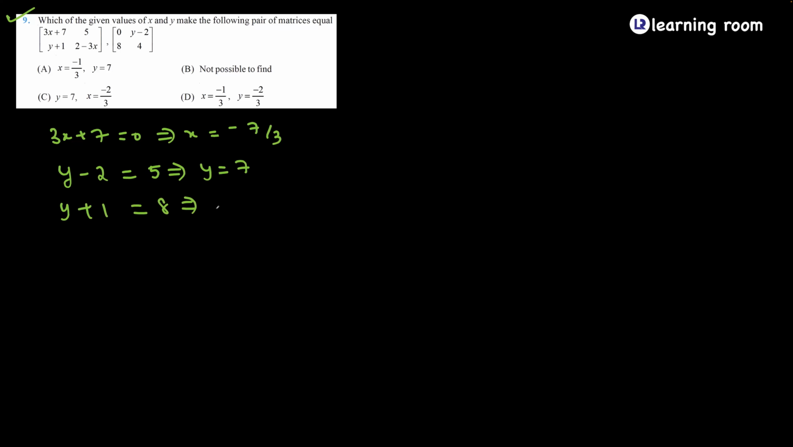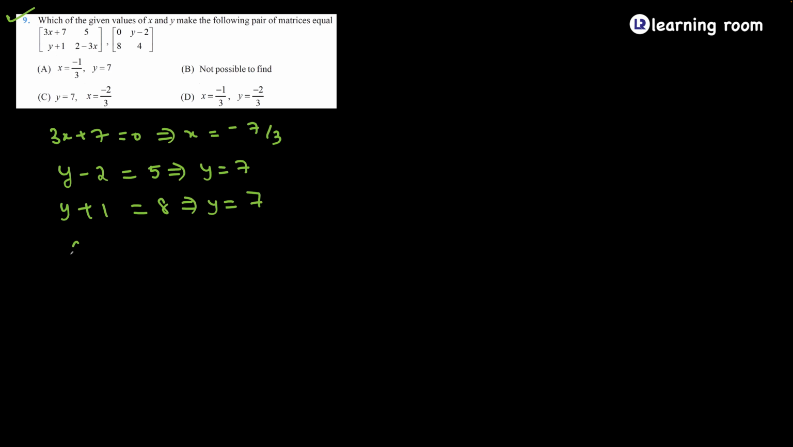The next question is, which of the given values of x and y make the following pair of matrices equal? Right. So if I compare it, 3x plus 7 will be equal to 0, which implies x is equal to minus 7 by 3. Similarly, y minus 2 is equal to 5, which implies y is equal to 7. If I compare these two, y plus 1 is equal to 8, which implies y is equal to 7.